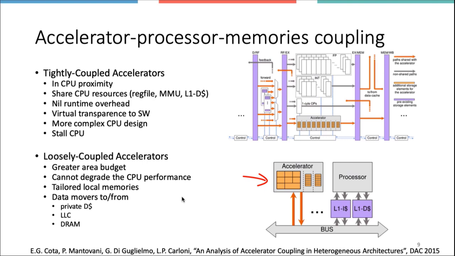The second class of accelerators is the loosely coupled accelerators. They have a greater area budget. They cannot degrade the CPU performance. For loosely coupled accelerators, we are able to tailor the local memories, and in particular, we can move data among the accelerator, the private caches, the last level caches, and the main memory. The ESP accelerators follow this second model. These accelerators are integrated in an ESP instance as devices, and we control them via Linux device drivers. The ESP accelerators operate on large data sets, and they alternate computation phases with data transfer phases.